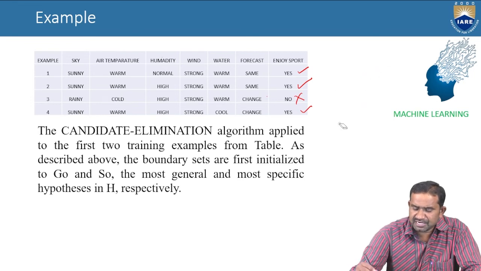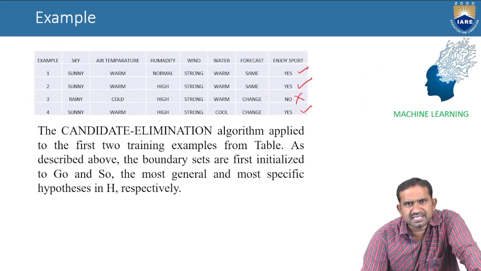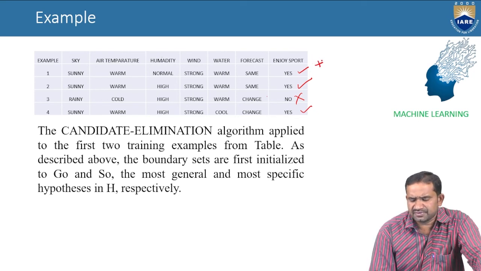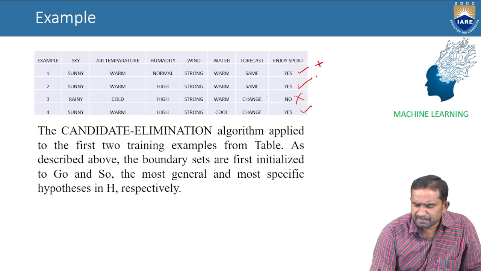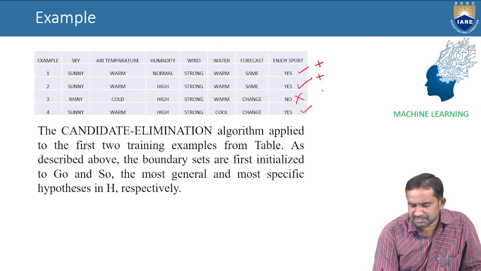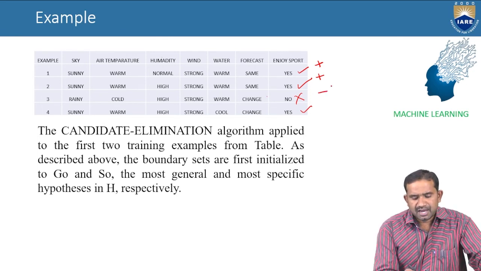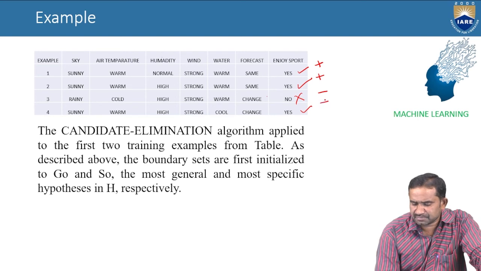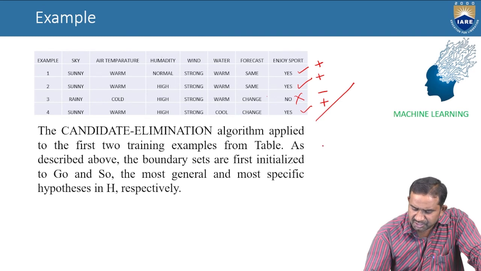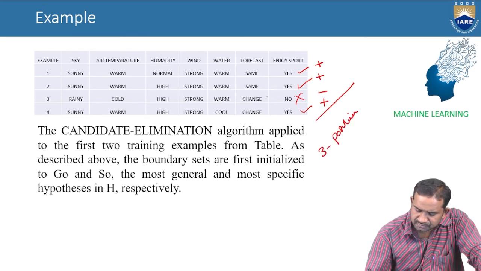Whenever the condition is yes, it is positive, means about the plus. Whereas the condition where x is equal to negative, means no, it is separated by the minus. Comparing this totally, here 3 positive examples are there, as well as 1 negative example.